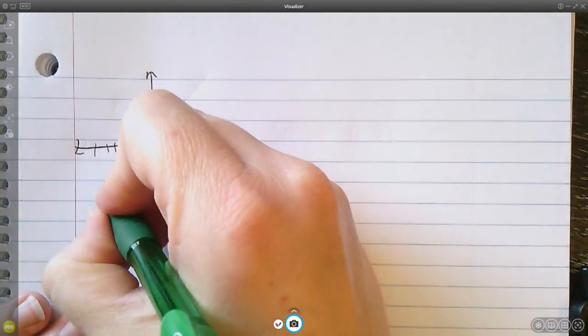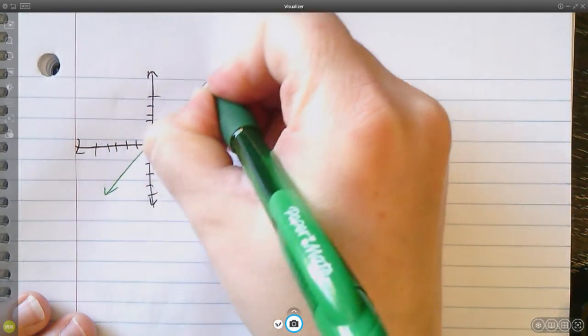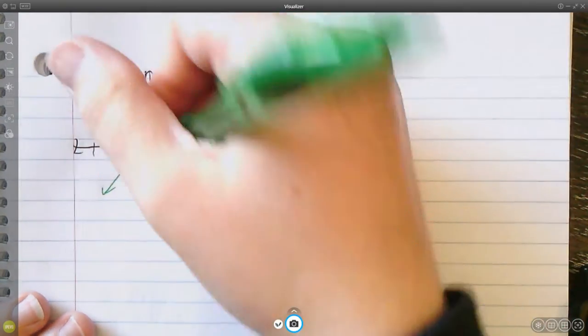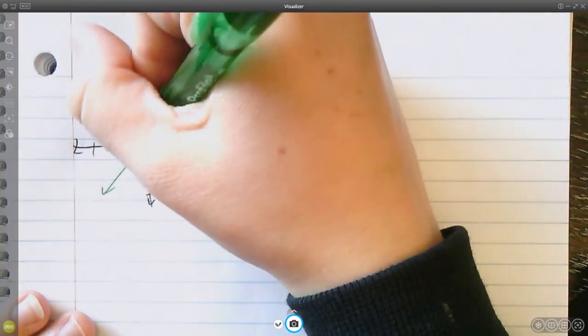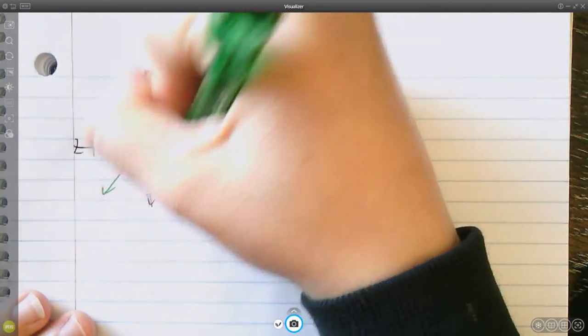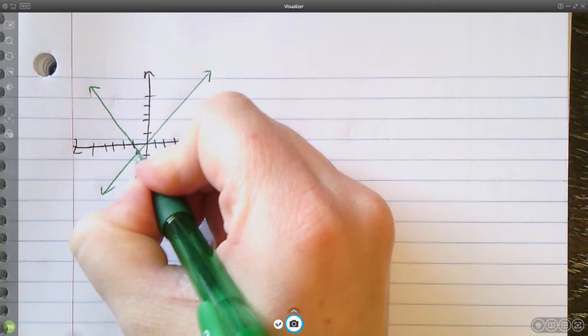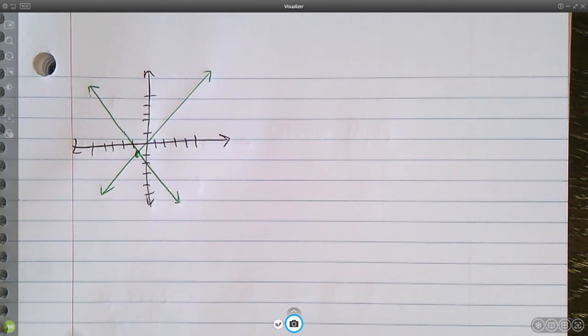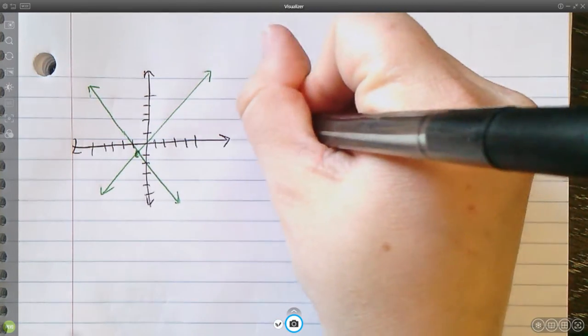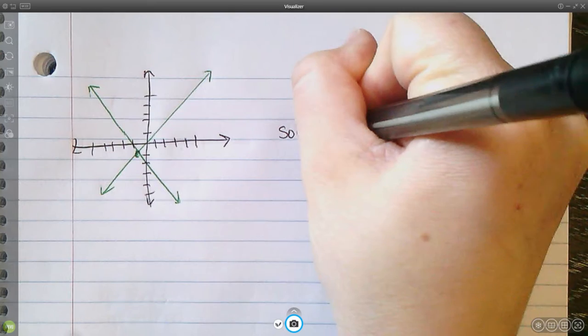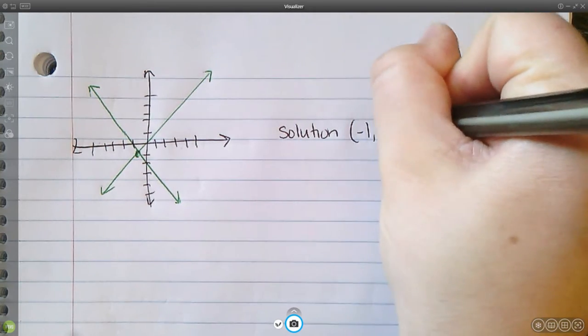Okay, if I draw two lines, if I draw one here and one here, and you had to pick somewhere on that graph that was the solution, where would you pick? It's going to be this intersection point right here. That intersection point looks like it's at about -1, -1. So your solution is -1, -1.